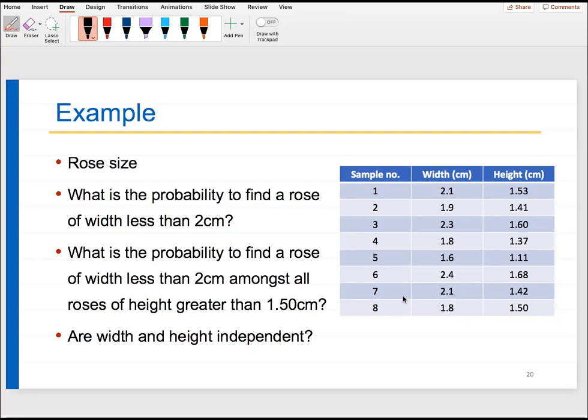So in this case, I have got this one, 2, 3, 4. So the probability is almost half, right? Given this sample size, but this is not all in all. I can find so many other roses also. So now next is, what is the probability of finding a rose of width less than 2 centimeters amongst all the roses of height greater than 1.5 centimeters? Can you do it from here?